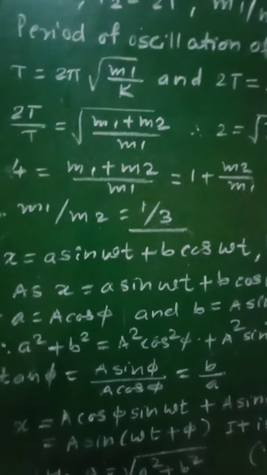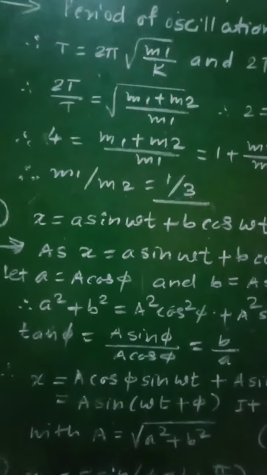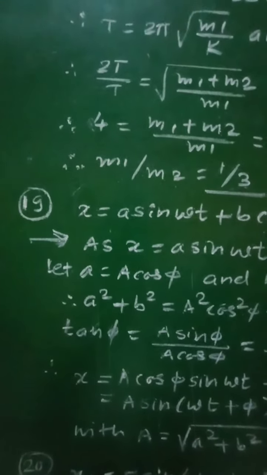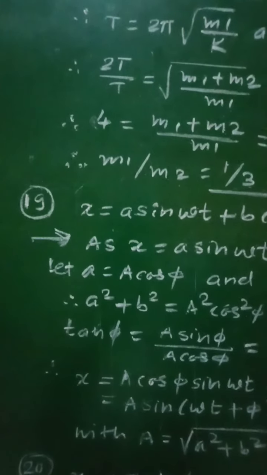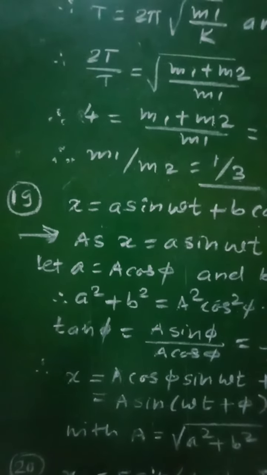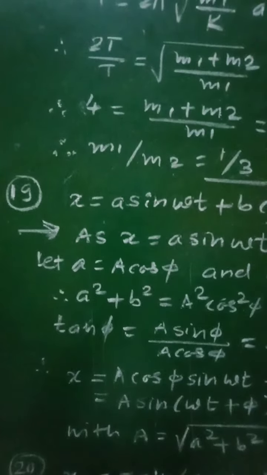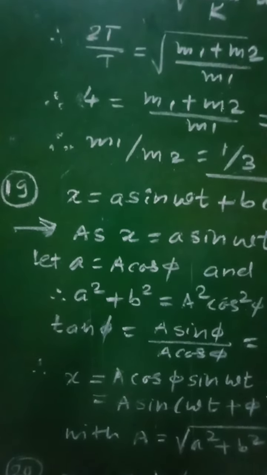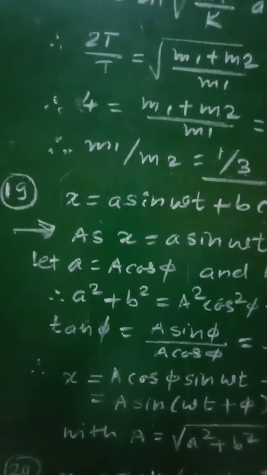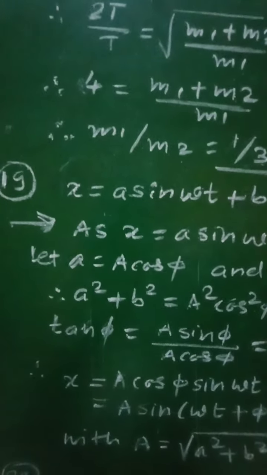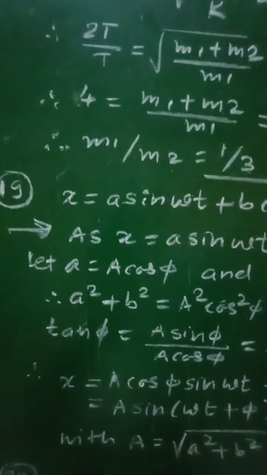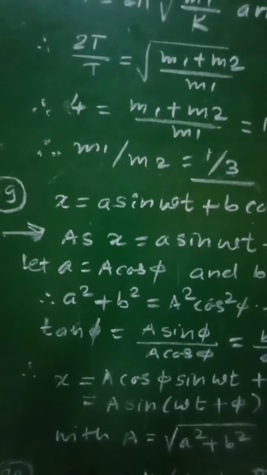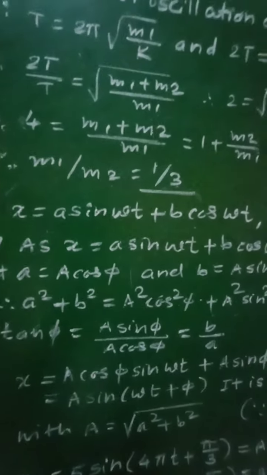Then we will go for the next numerical, numerical number 19, which is given as: the displacement of an oscillating particle is given by x is equal to a sin omega t plus b cos omega t, where a, b and omega are constants. Then we have to prove that the particle performs a linear SHM with amplitude A equal to square root of a square plus b square.